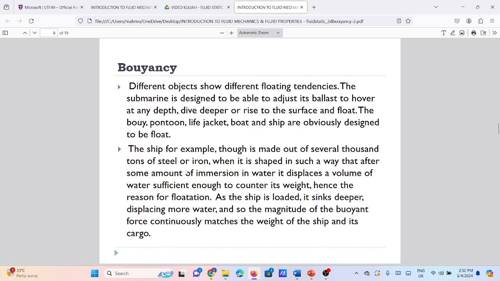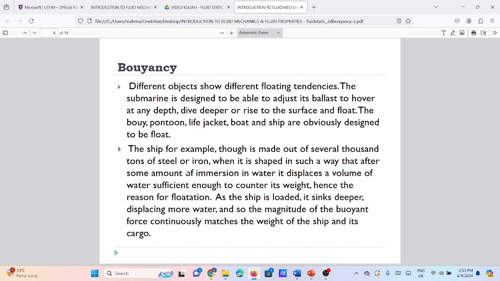So different objects show different floating tendencies. The submarine is designed to be able to adjust its ballast to hover at any depth, dive deeper, or rise to the surface and float. The buoyancy life jacket, boat and ship are obviously designed to float.